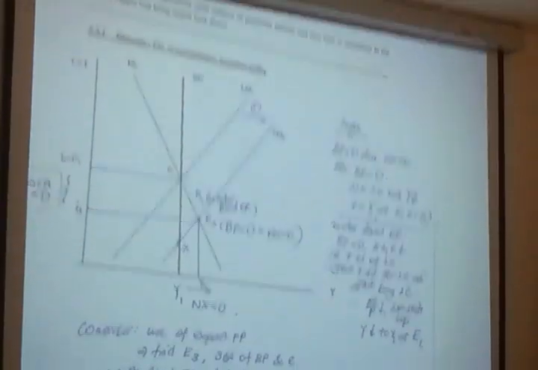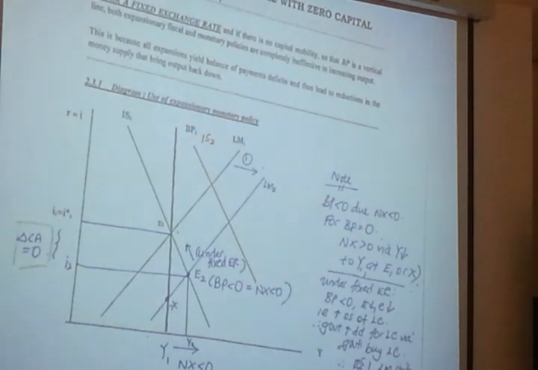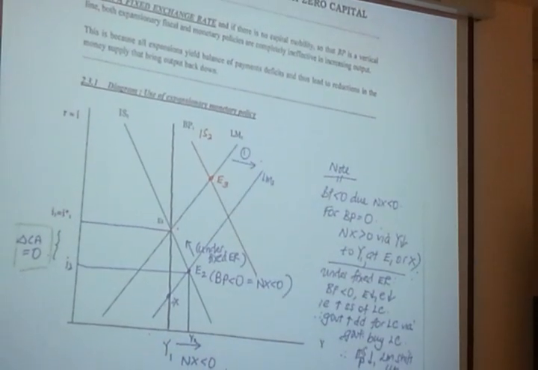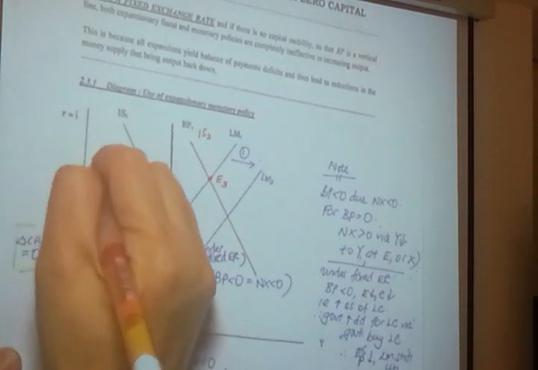Expansionary fiscal policy. Shift your IS to the right. Look at LM1 rating. That's your BP. And you realize it's the same as E2, right? Income goes up, but now interest rate goes up.